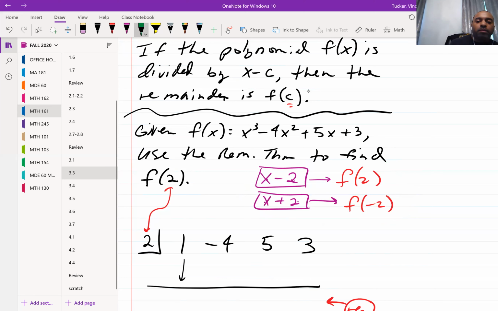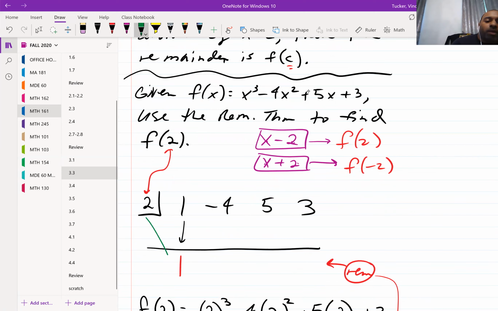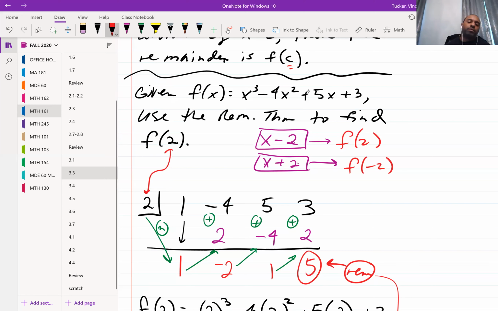All right. So once again, using these coefficients, 1, negative 4, 5, and 3, we'll just go through the synthetic division process. Bring down 1, multiply this 2 to the 1, and that'll be 2. Add those together. That'll be negative 2. 2 times negative 2 is negative 4. Add those together, we get 1. 2 times 1 is 2. Add those together, we get 5. So our remainder is 5.